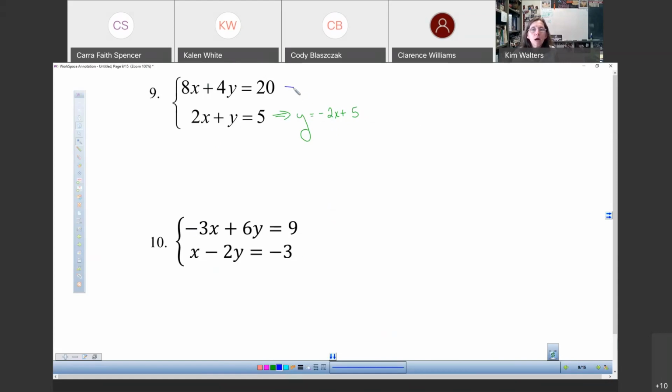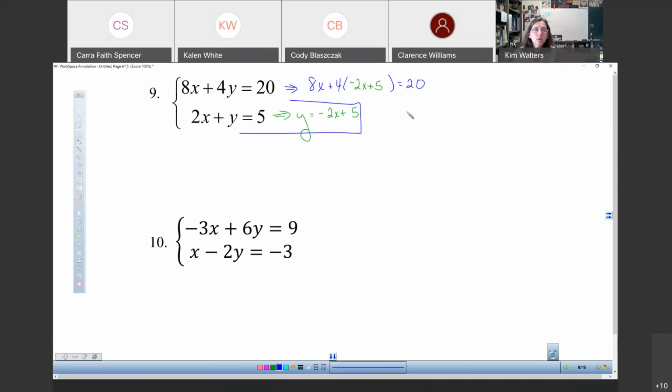So y is equal to negative 2x plus 5. Now I'm going to take this equation, 8x plus 4 times, and I'm going to substitute in negative 2x plus 5, is equal to 20. And I'm going to box this off so we don't get mixed up.